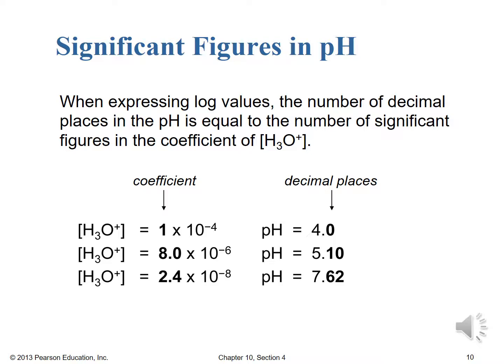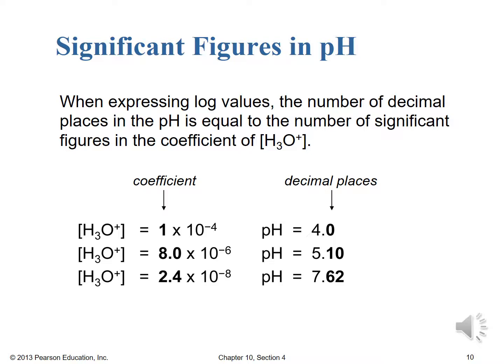If we look at the second example, H3O plus concentration equals 8.0 times 10 to the minus 6. These are molar concentrations, of course. The pH here would be 5.10. Since we had 2 sig figs in the coefficient, we now have 2 decimal places in the sig figs. So the pH value between 0 and 14, that value in the 1s and 10s place, doesn't affect our sig fig values. It's only the decimal places that are impacted.